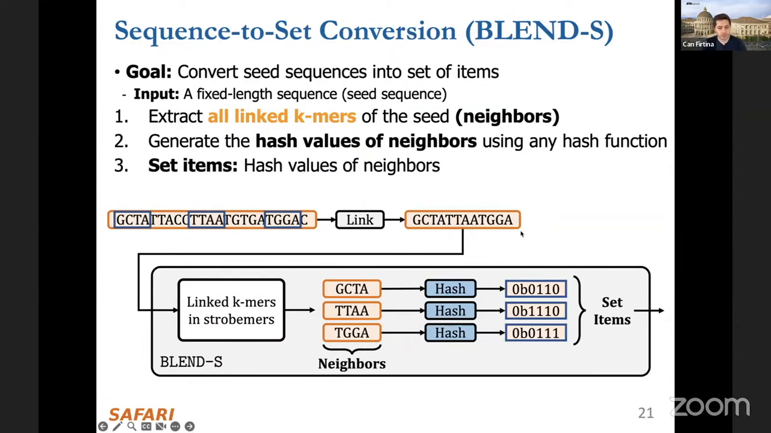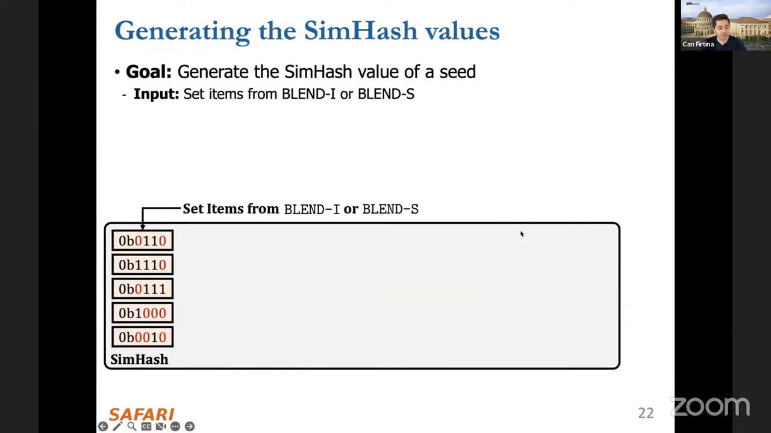seed sequence. Now that we identified the set items of the seeds, we can generate the hash values of these seeds using the sim hash technique. And the goal, again, is to generate the sim hash value of a seed by using the set items from Blend I or Blend S. So you can assume that the set items are provided from these two mechanisms, extracted using these two techniques.